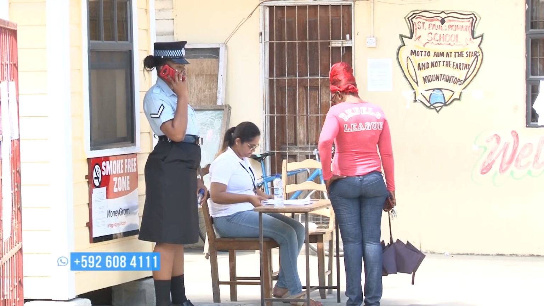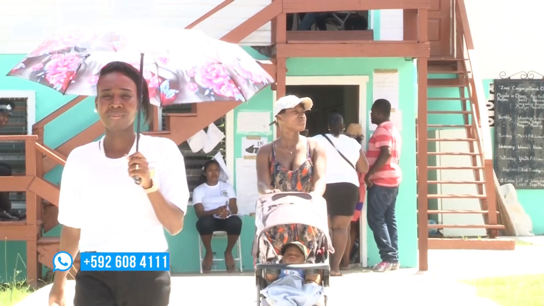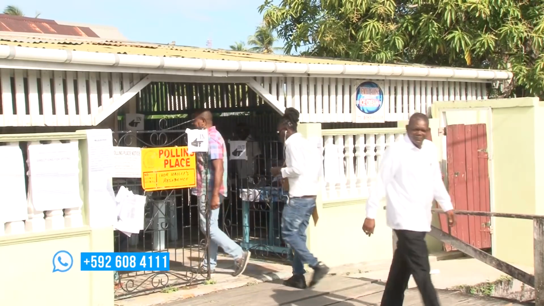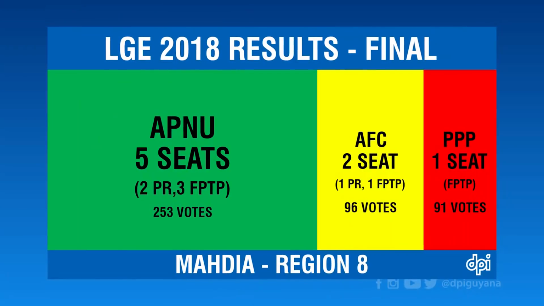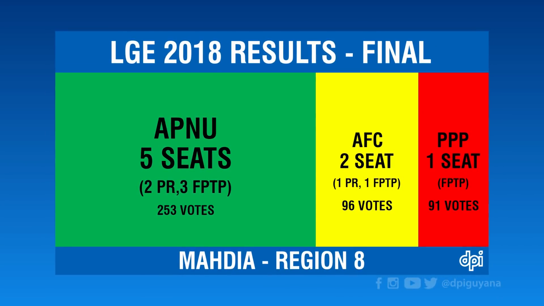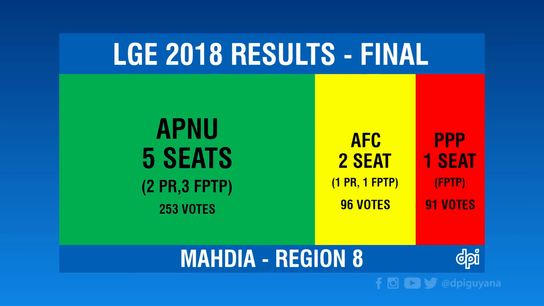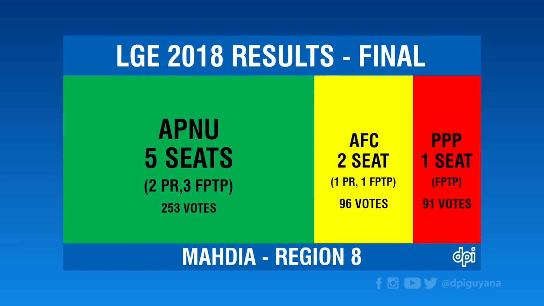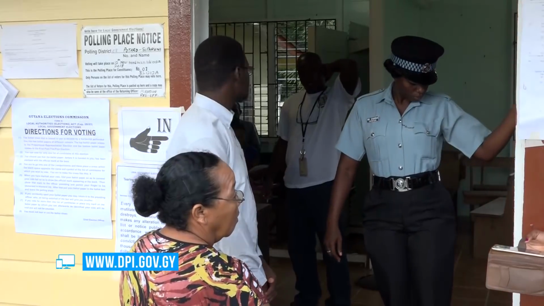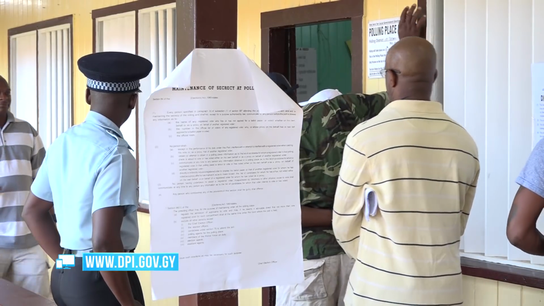While there were 374,000 eligible voters in Georgetown, only 28,868 voted. Mahdia, one of the newest towns created, also saw APNU winning big. They won a combined 5 seats while the AFC secured 2 seats and the PPP won. This was the first local government elections for Mahdia since receiving its township status last month.